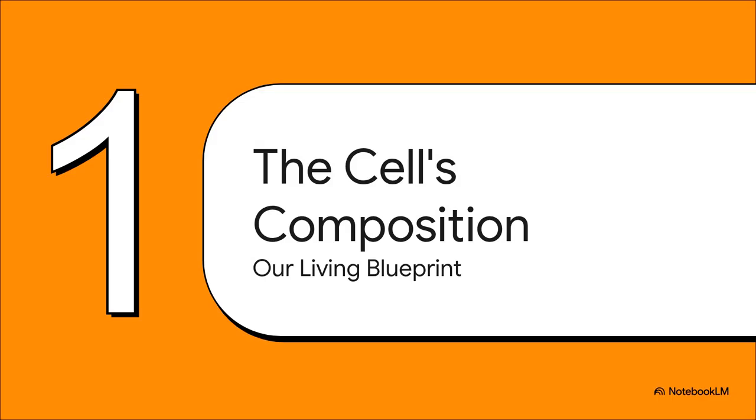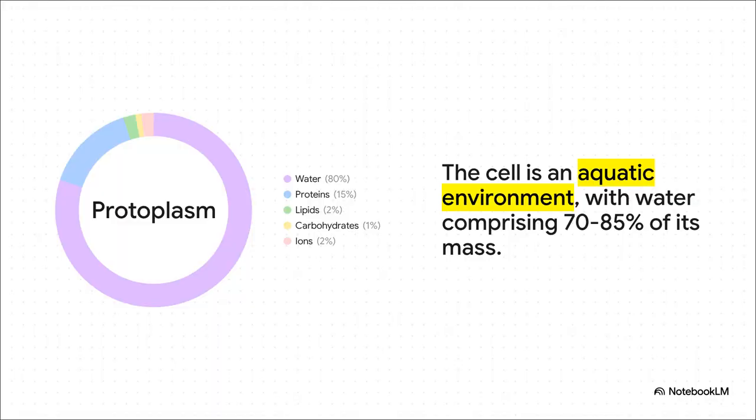So, first things first, every city is built out of something, right? Our first stop is to check out the basic building materials of our little cellular metropolis. When you put all these substances together, we call it protoplasm. Now, one look at this, and you see the cell is basically a watery world. I mean, up to 85% of it is just water. But don't let that fool you. The real magic is in that other 15 or 20%, the stuff that's floating around in that water. That's what gives the cell its structure, its function, its life. It's the soup where all the chemistry happens.